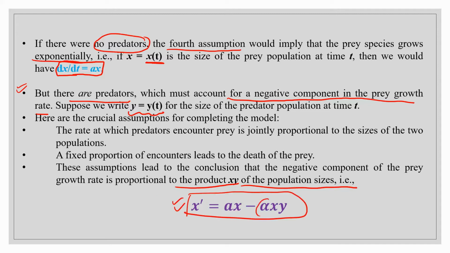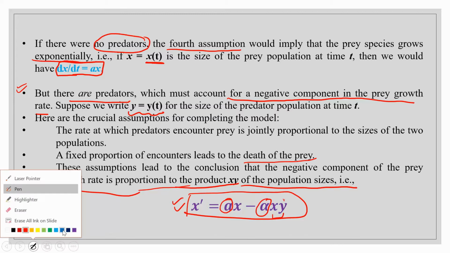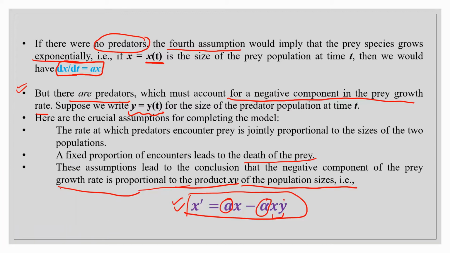This is the predation rate, this is the growth rate, and here you can see that if there is no predator, it is growing exponentially, and in the presence of predator they encounter prey, right? They encounter the prey at a rate proportional to the sizes of the two populations, and obviously this encounter will lead to the death of the prey, and so there is a negative sign, and the negative component of the growth rate is proportional to the product of x and y. So this is the equation for the prey population.